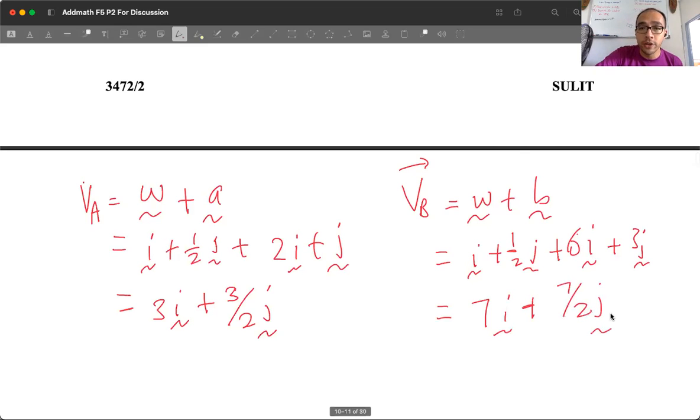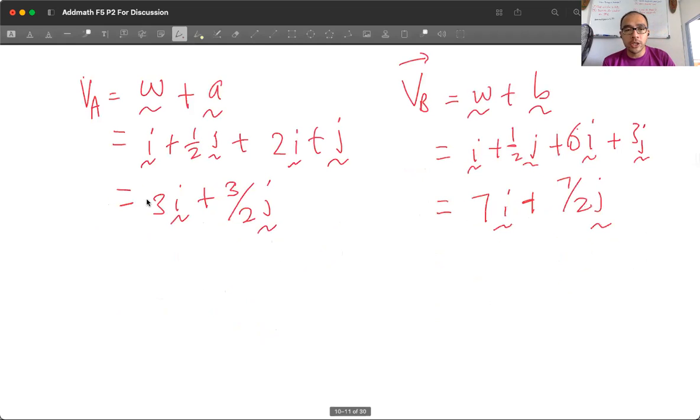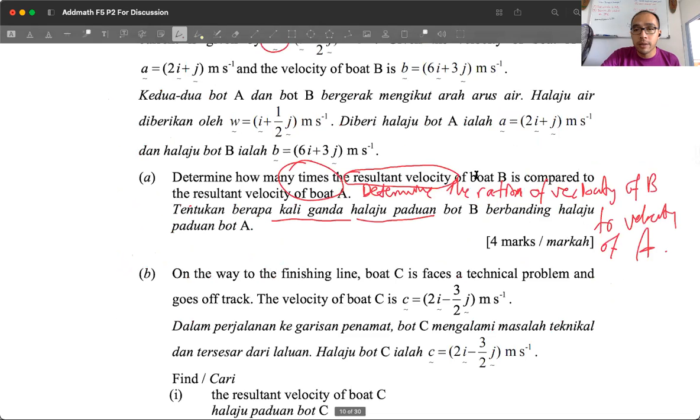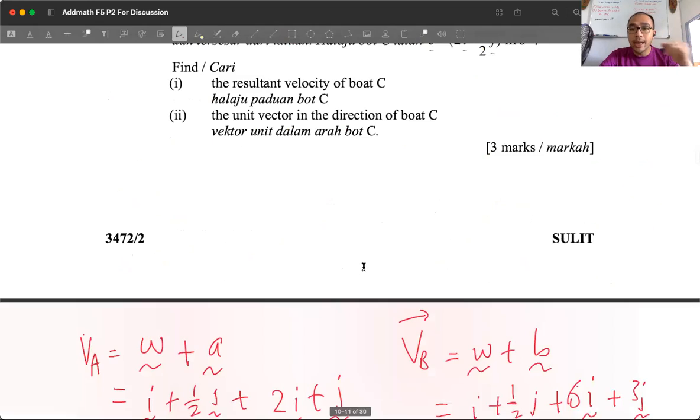Now, how do we determine the ratio? Okay, in order to determine the ratio, we need to find a common factor. Actually, if we factorize this, it will be 3 times (I plus 1 over 2 J). For this one, if I factorize 7 out, I will get 7 times (I plus half J). Right? Okay, now because of this, I can substitute this into here. Because we want VB, the ratio of B to A. So I want B on top.